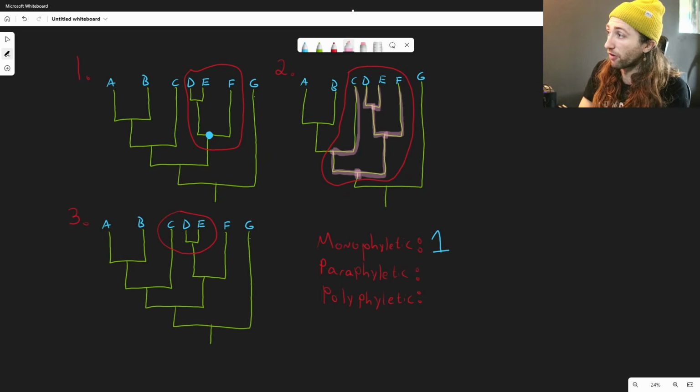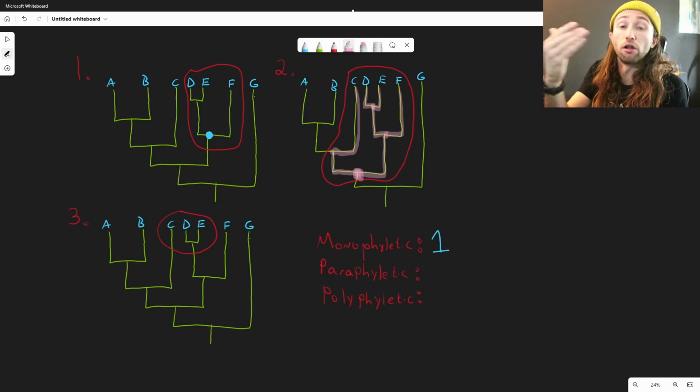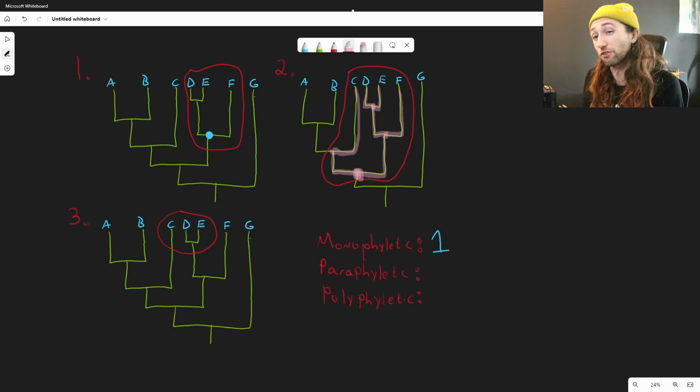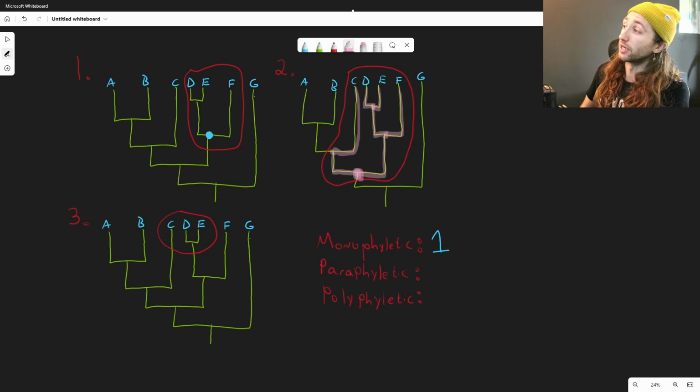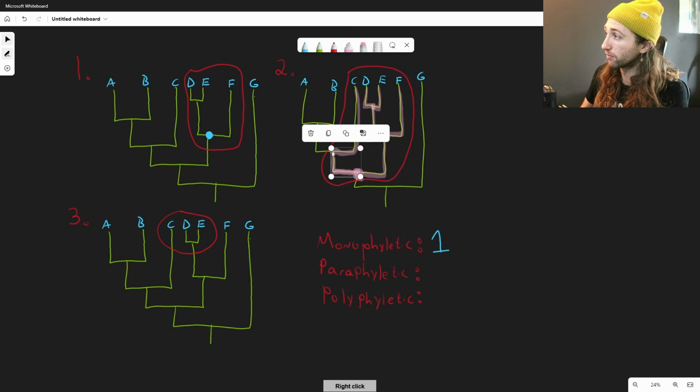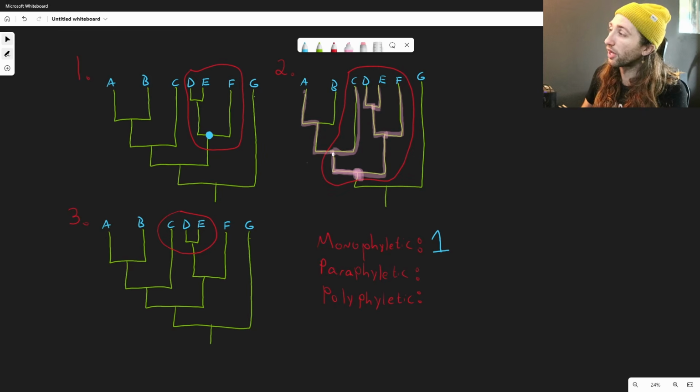Now, from this node, from this most recent common ancestor, do we have all of the descendants? The answer is no. We are excluding A and B, because if we follow this node up the tree, oops, I pressed a button, we see that A and B would have been included if we were being monophyletic. So in this case, this is paraphyletic. Made it a little easy, I guess. I just did it 1, 2, 3. Now let's go to the last one.